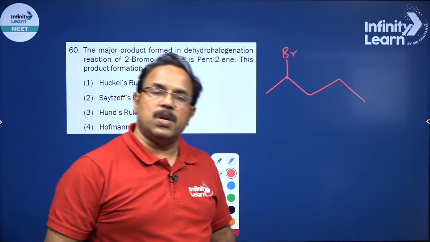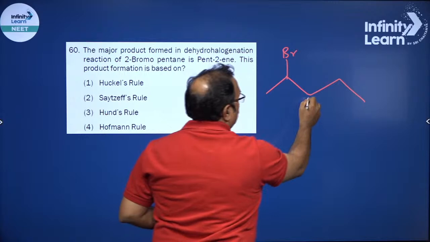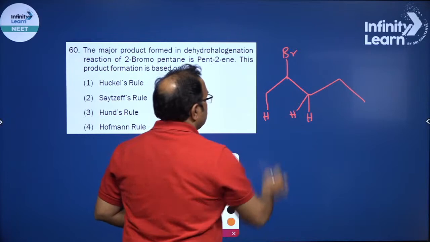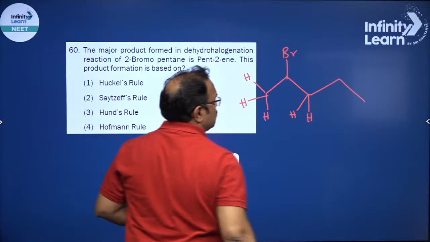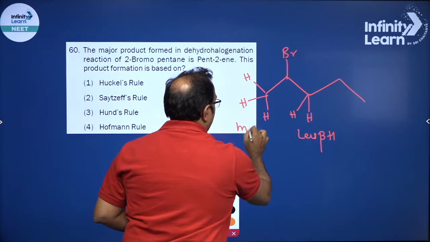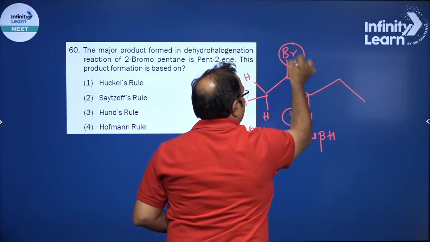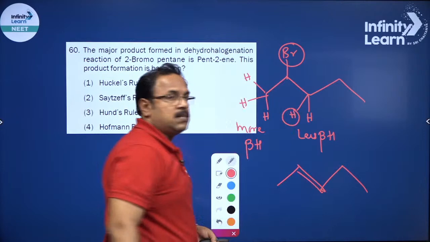Whenever you are removing halogen, we should see the neighboring positions. We have the hydrogen here, we have hydrogen here, we also have hydrogen here. But what is the difference is in this case it has 3 hydrogens, here you have 2 hydrogens. So it is fewer beta hydrogens here and more beta hydrogens there. Agar less beta hydrogen se hydrogen nikaloge, then the double bond is obtained at such a position where it becomes more substituted. Iska naam hai Saytzeff's rule.